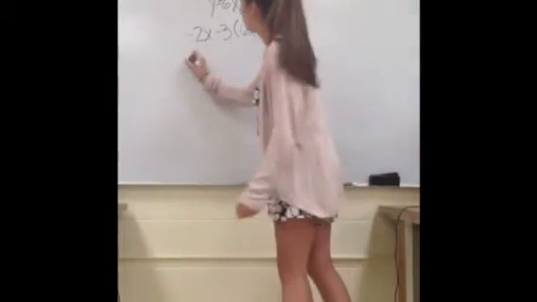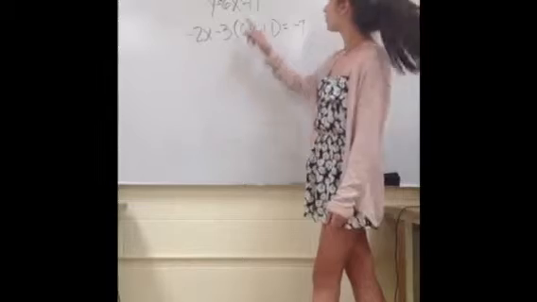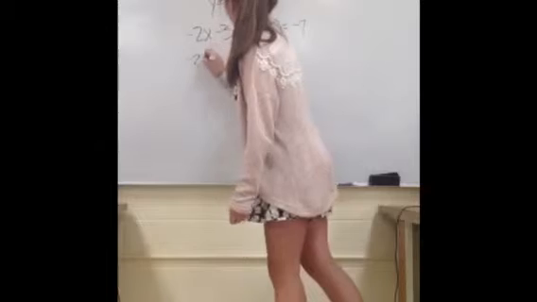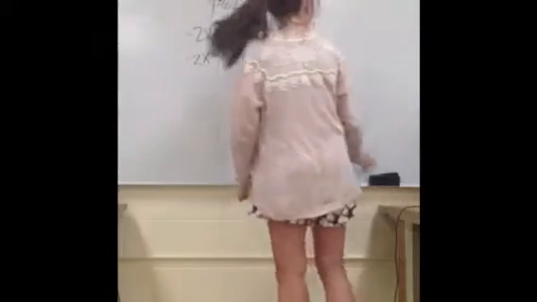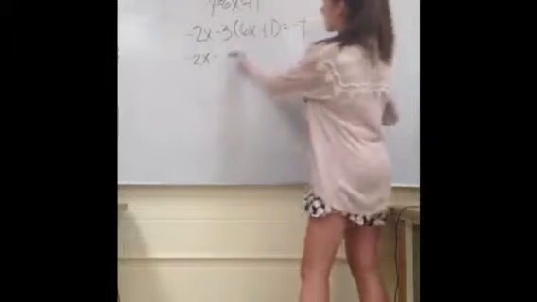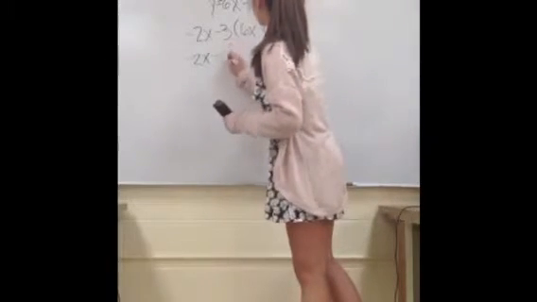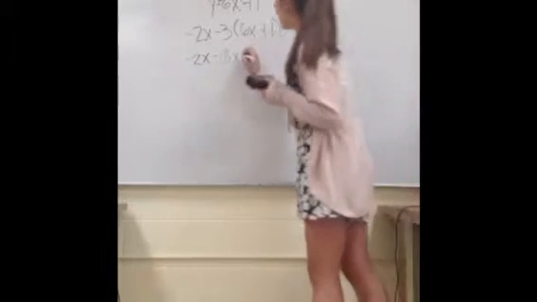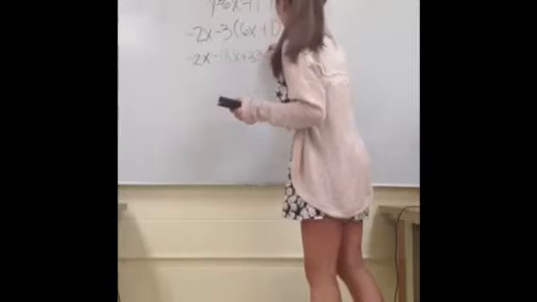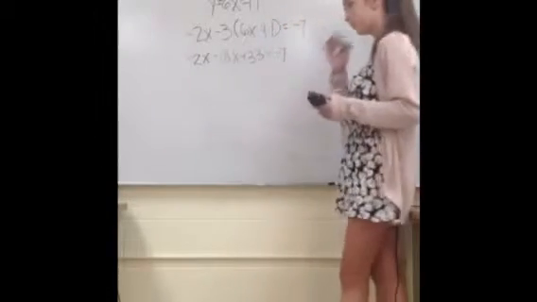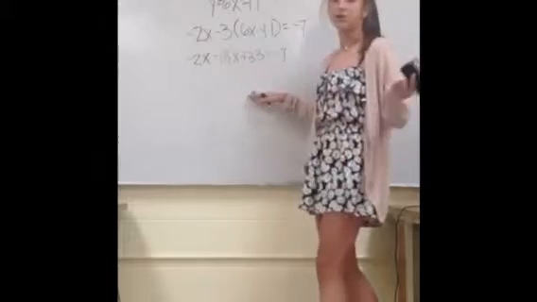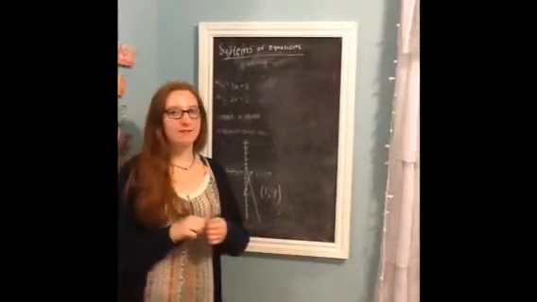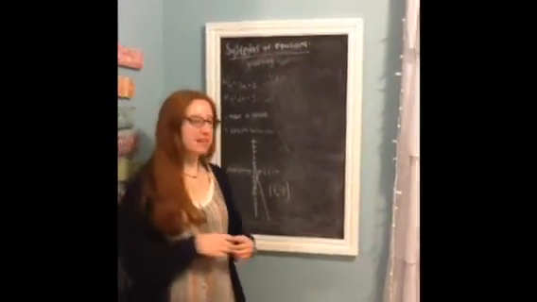So then, now that you've plugged in for that variable, you just work it out as normal. So negative 2x minus 3, now it would be 3 times 6x, which would be 18x. And then negative 3 times negative 11 is positive 33. And all that would equal negative 7. After that, you work out order of operations as normal again. So minus 33.